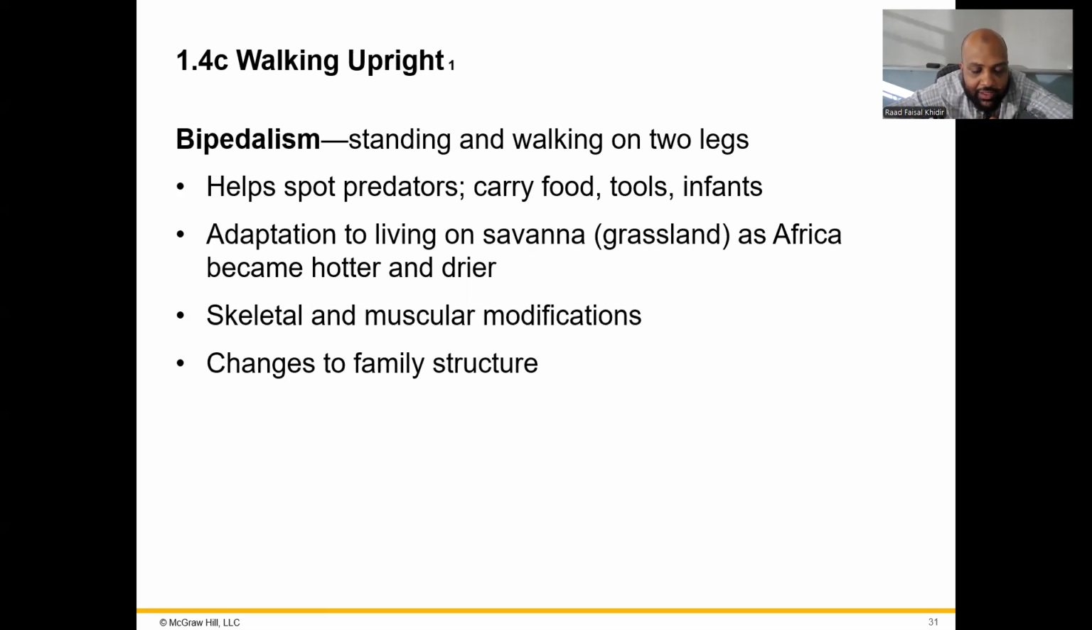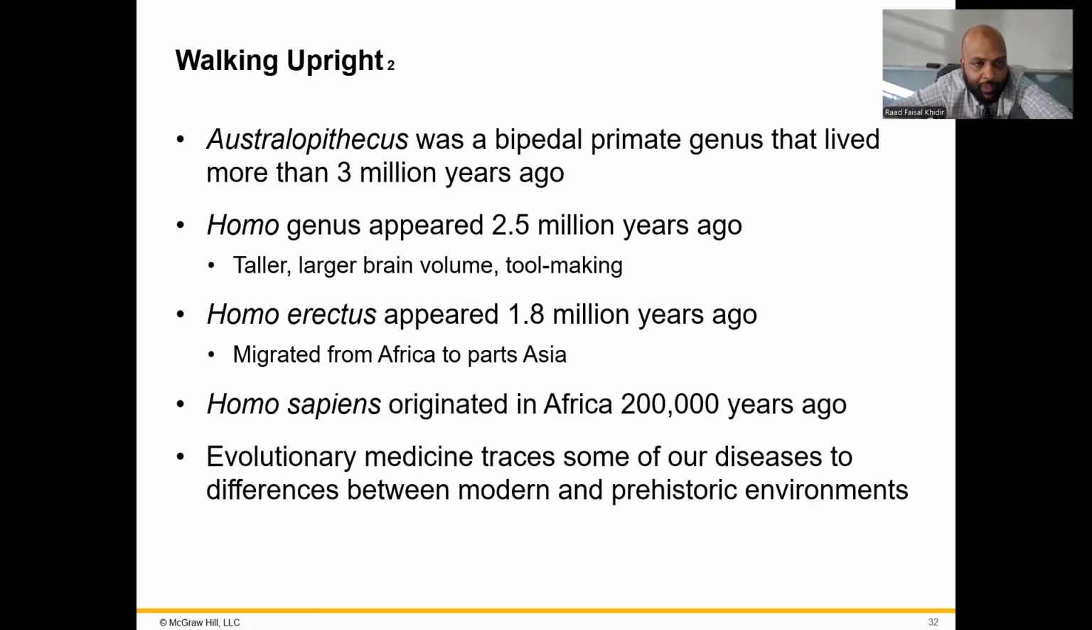So there are skeletal and muscular modifications, and there are changes to the structure. So we have adaptations to living on the savanna, as Africa became hotter and drier, and the skeletal and muscular modification and changes to family structure. Then walking upright. So bipedalism has evolved now.